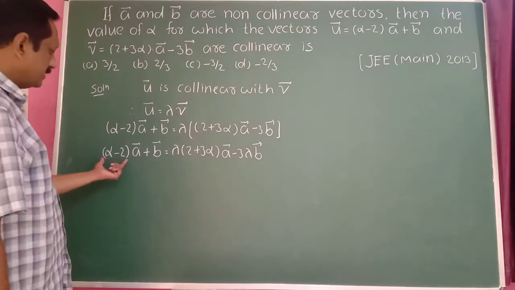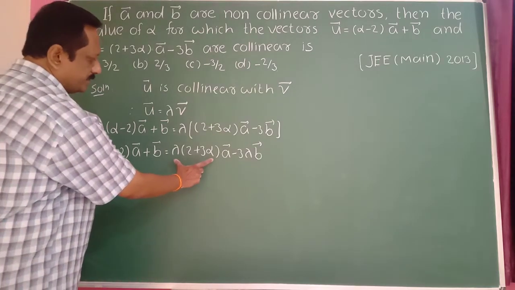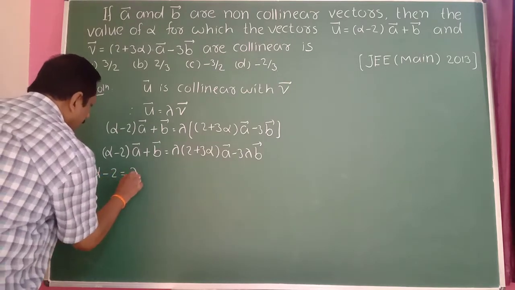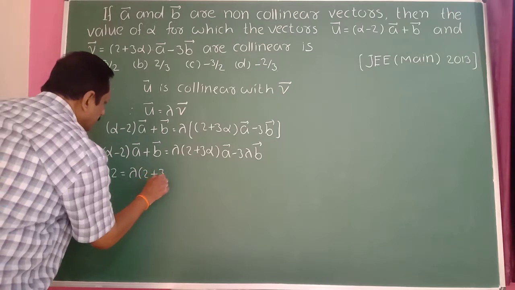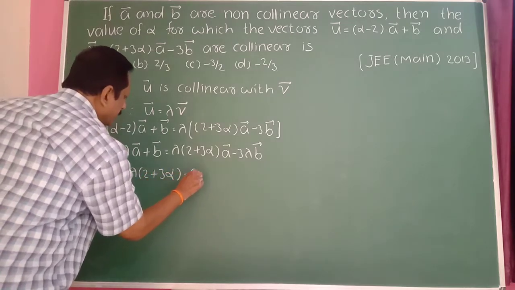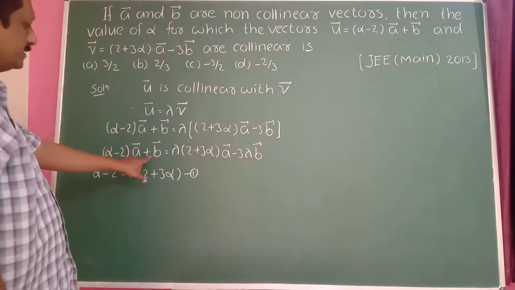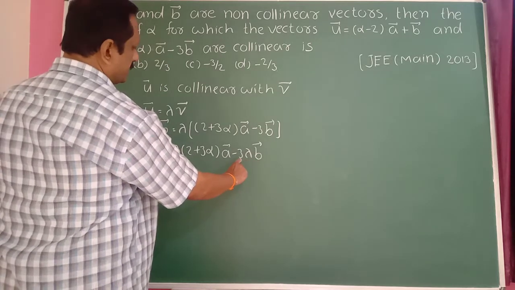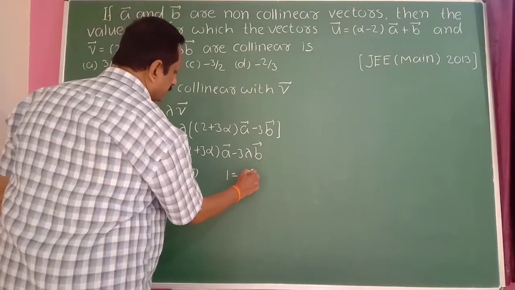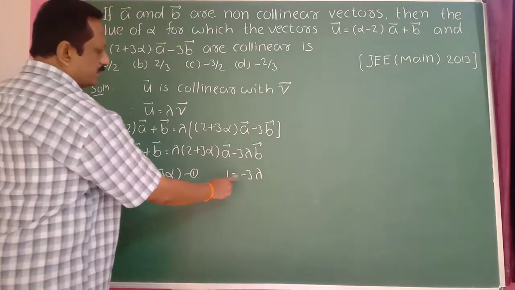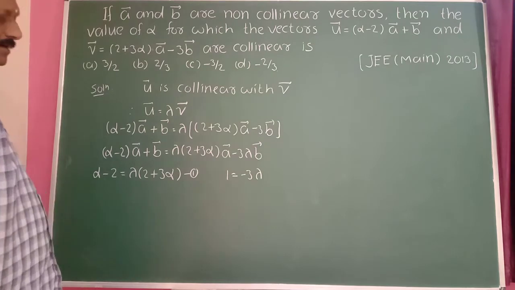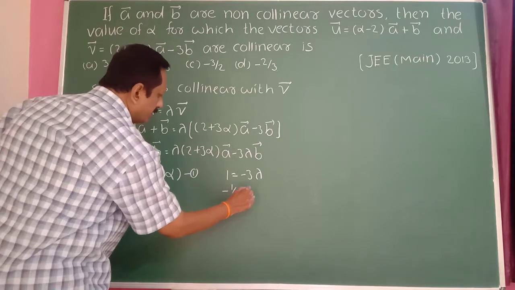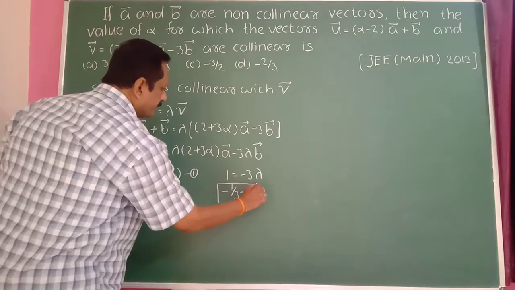Left hand side a bar coefficient is alpha minus 2. Right hand side a bar coefficient is this one here. Equate it here. Therefore alpha minus 2 is equal to lambda into bracket 2 plus 3 into alpha. Take this as result number 1. And here the b bar coefficient is 1 on the left, and on the right the b bar coefficient is minus 3 lambda. These are coefficients of b bar. These are coefficients of a bar. Equate it here. Then take minus 3 this side, so minus 1 upon 3 is equal to lambda. Therefore lambda value is minus 1 by 3.